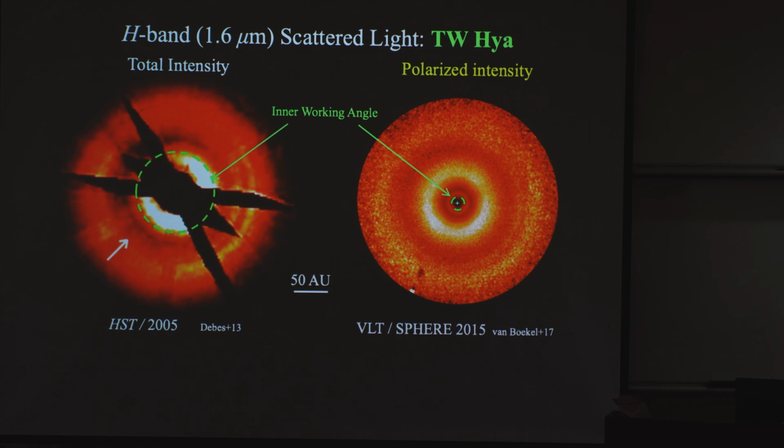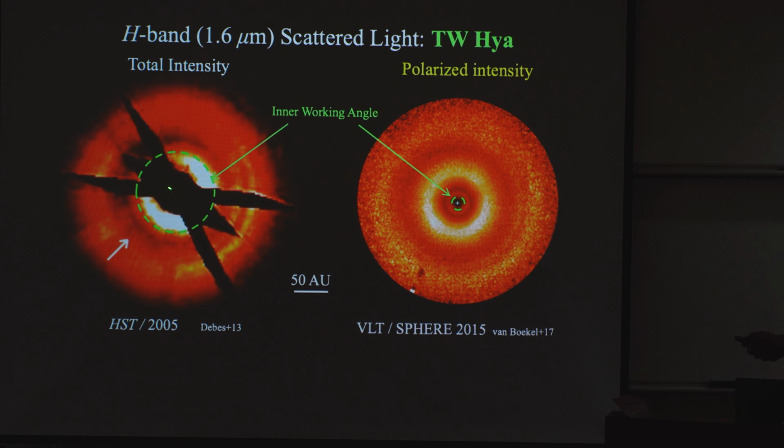As it turned out, it's the same disk, same wavelengths, same scale, but this one is a total intensity image, but this one is a polarized intensity image. So HST records every single photon that reaches the telescope, but in this image, we only see linearly polarized light. And the reason to take polarized light images is simple.